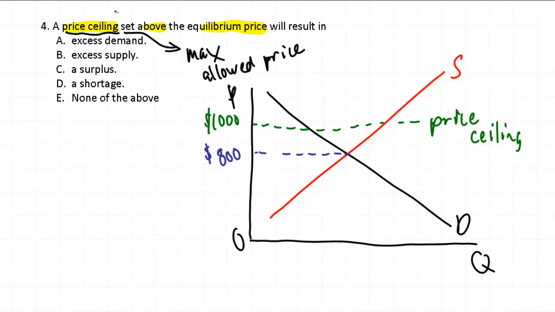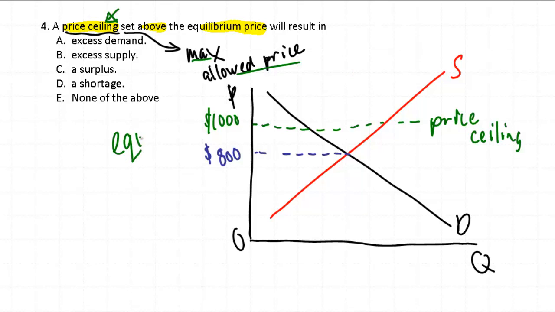So remember, the price ceiling is the maximum allowed price. So the maximum allowed price, so 1,000 and below is okay. You're not violating the law at all. If you price above 1,000, then you're breaking this law, and you're going to get the penalties that come with it. Now take a look here.